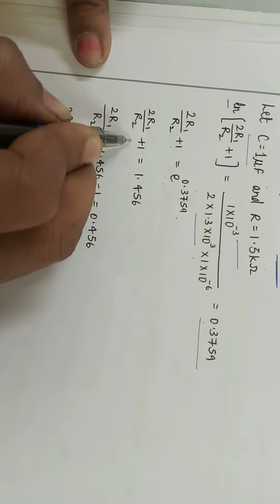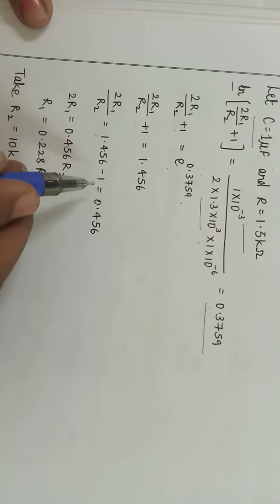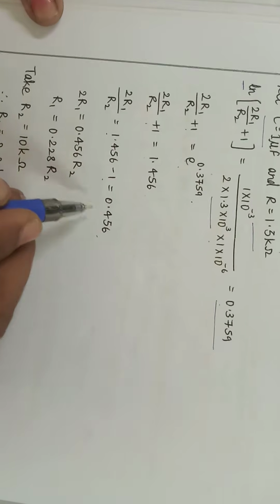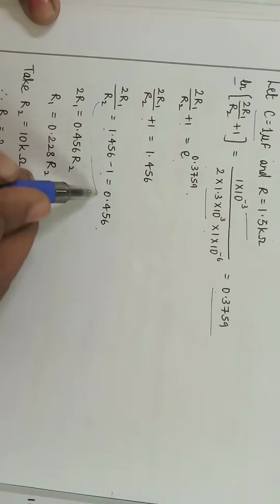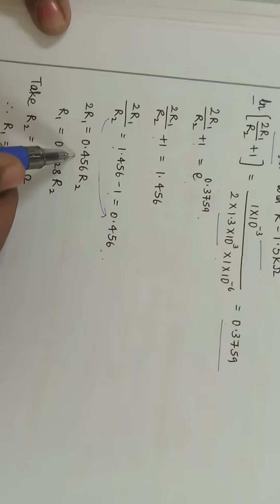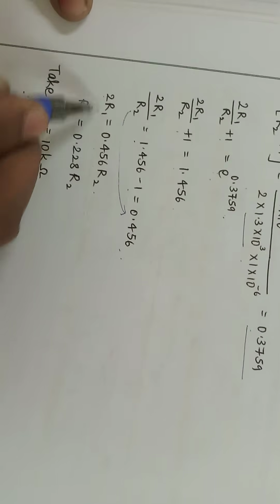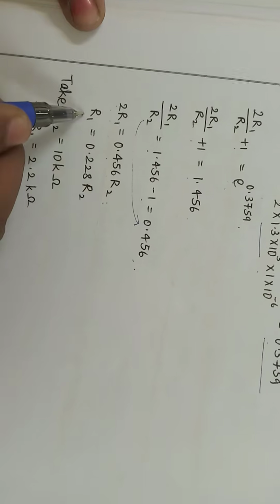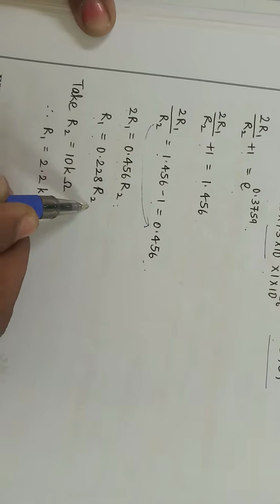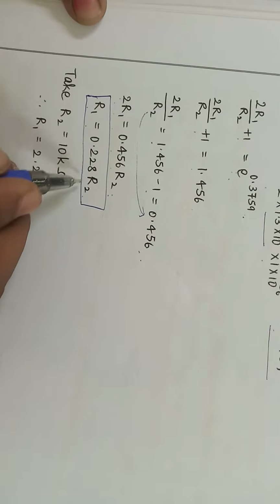The next step, this plus 1 will be moved to the RHS. Then 1.456 minus 1, you get 0.456. Now in the next step, R2 will be multiplied with this value: 2 R1 is equal to 0.456 into R2. Then in the next step, you divide both sides by 2. You get R1 is equal to 0.228 into R2. Now I have a relation, R1 is equal to 0.228 R2.